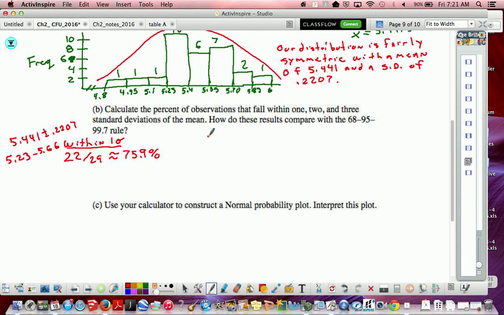Now I'm going to do the same thing for within 2 standard deviations. If you just trust my estimation, I'm just adding and subtracting 2 of these standard deviations to 5.441, so 5.441 plus or minus 2 times 0.2207. So I believe it's from 4.99 to about 5.88. So I'm going to look at how many of them are within that interval.